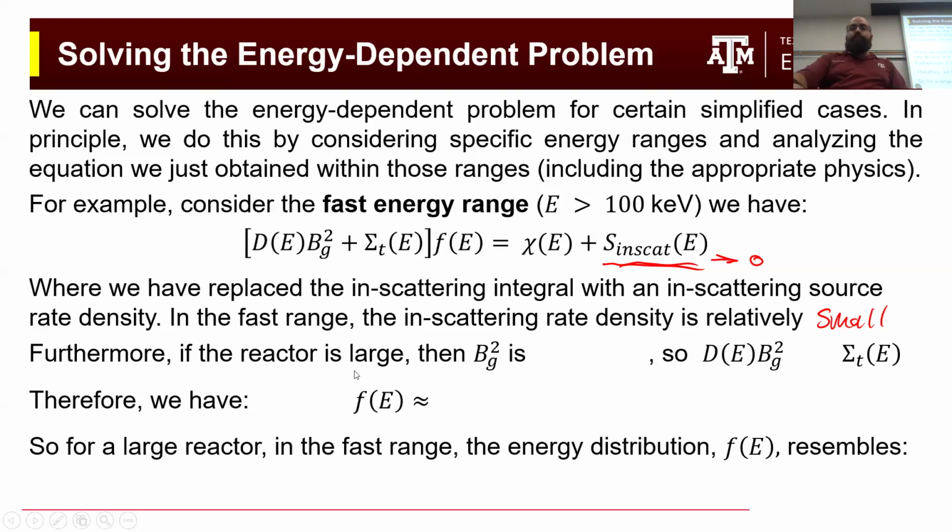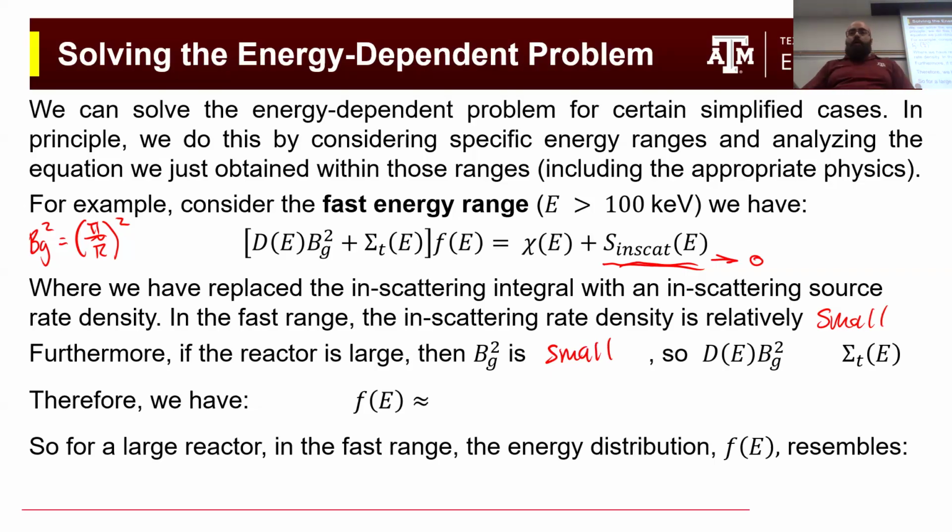The next thing we're going to assume is that the reactor is very large. If we think about a sphere where B_g squared is pi over r tilde squared, and the reactor is really large, it means that this extrapolated dimension is very large. And if the extrapolated dimension is very large, what does that mean about B_g squared? It's going to get smaller, right? As r gets bigger, B_g squared is going to get smaller. So B_g squared is going to be very small.